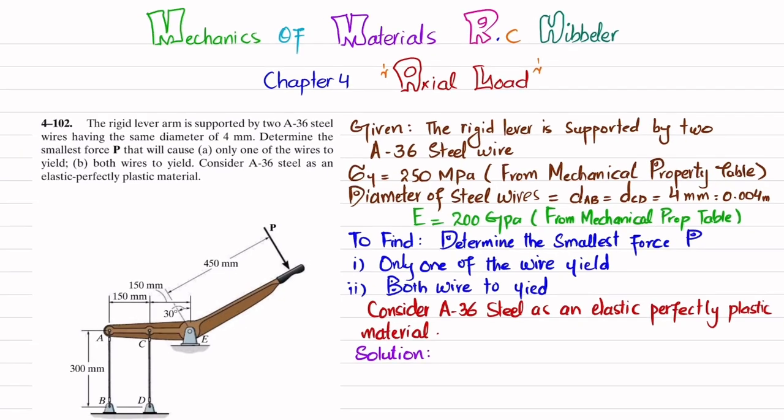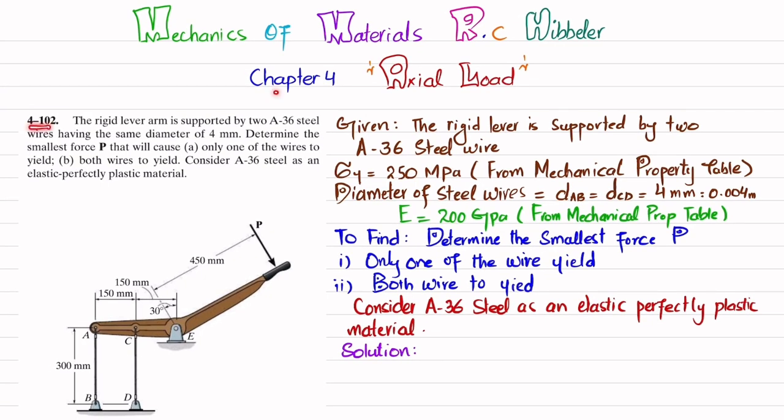Welcome back. In this video, we are going to solve problem 4-102 that is taken from chapter number 4, Axial Load, and book name is Mechanics of Material by R.C. Hibbeler. So statement is: the rigid lever arm is supported by two A36 steel wires having the same diameter of 4 millimeter. Determine the smallest force P that will cause only one wire to yield, and in B part, both wires to yield. Consider A36 steel as an elastic, perfectly plastic material.